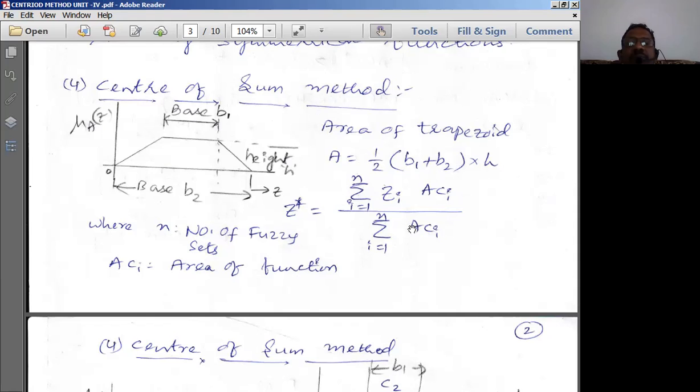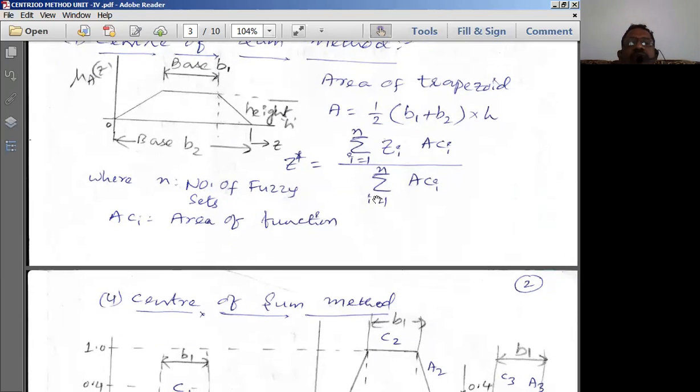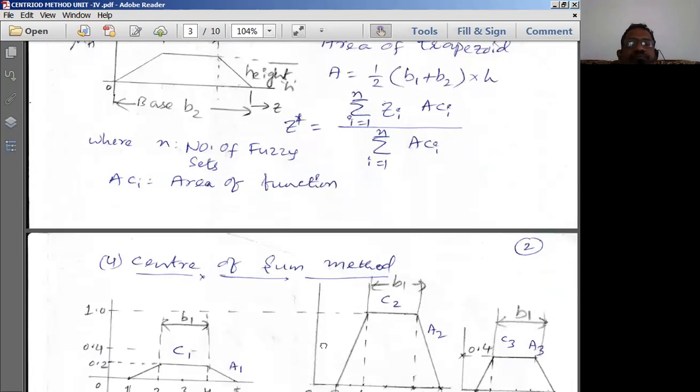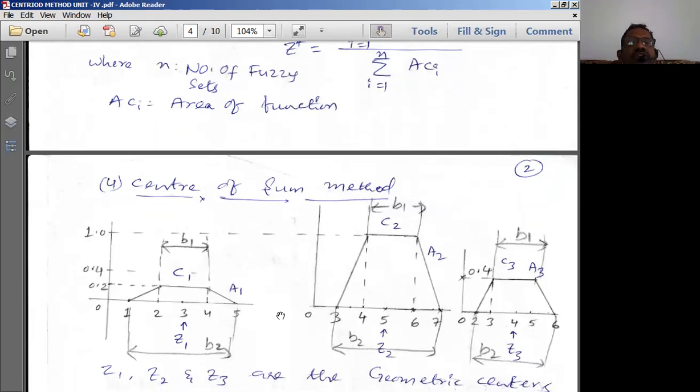This formula is applicable to the trapezoidal fuzzy set representation. If it is triangular, we have to use the area for a triangle, which is half into base into height. That is the basic formula for the area of a triangle, so we have to use that formula to get the area, obviously. Here we are doing it for the trapezoidal function, so let us solve this now.